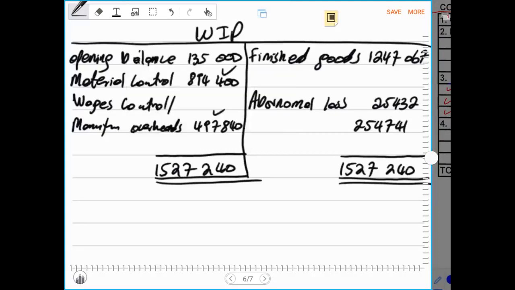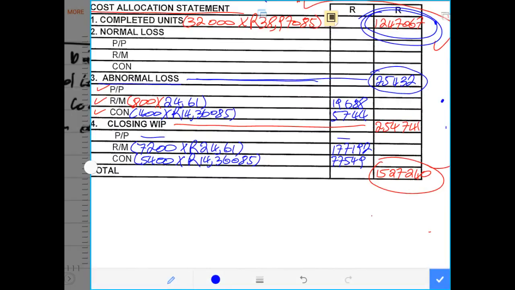Let us check if it does balance. So now our closing balance carry down, or let me just say balance carry down, is supposed to be the same as that one, and we remember that our closing balance carry down amounted to, yes, 254,741. So everything is correct.